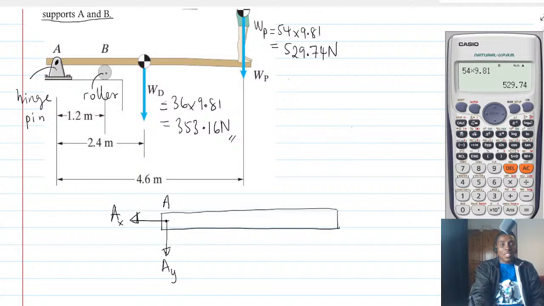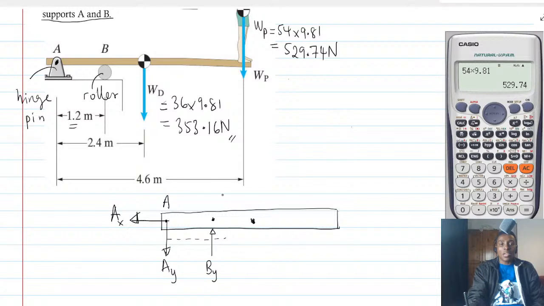Now, watch this. At point B, which is located at a distance 1.2 meters from A, there is a roller. It means that if I walk all the way right here till I get to point B, somewhere here, I have got a roller. And for a roller, I have only one support reaction. So let's call this support reaction BY.